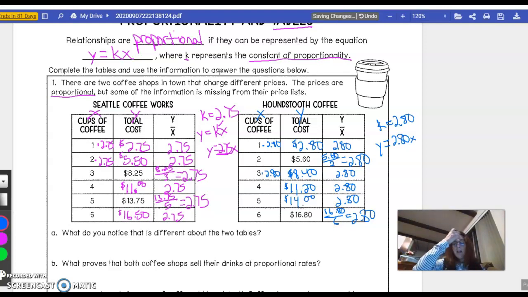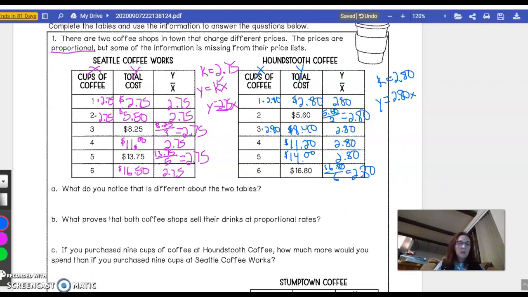Okay, so now that we can see if they're proportional, what the total cost for this many cups of coffee would be. So what do you notice? Well, if I look at these, I notice that my k values, my constants, are different. So we could say the cost per cup is different.